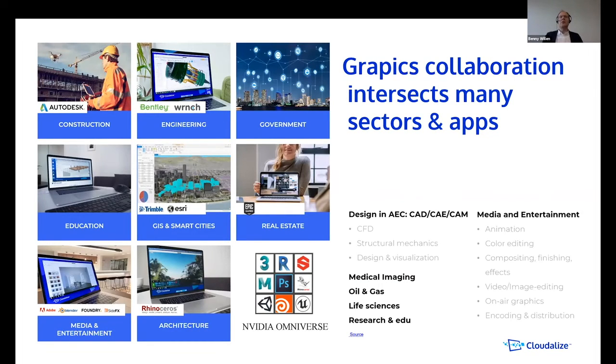This problem of graphics collaboration is one we see across many different verticals and sectors. It's not just in construction, engineering and architecture. It's also more and more in media and entertainment, which is quickly becoming more digitized. We also see it across medical imaging, oil and gas, life sciences, etc.